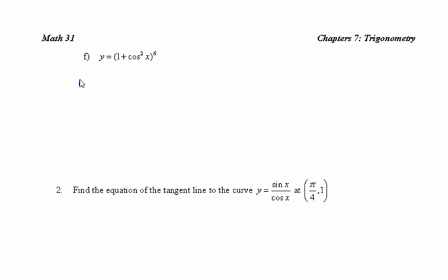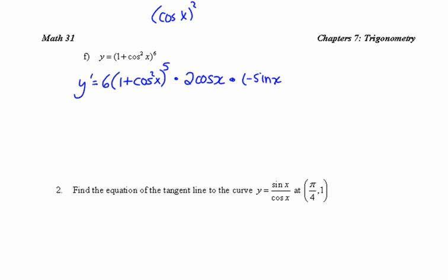Okay, so y prime, bring down the 6, leave the inside, power of 5, times the derivative of the inside. Now, remember that cos squared x is actually cos x squared. So derivative of 1 would just be 0. The derivative of cos x all squared, well, we have to use the power law again. So 2 cos x times the derivative of cos x is what? Negative sine x. Okay, now if you wanted to get fancy, we can pull this negative out front.